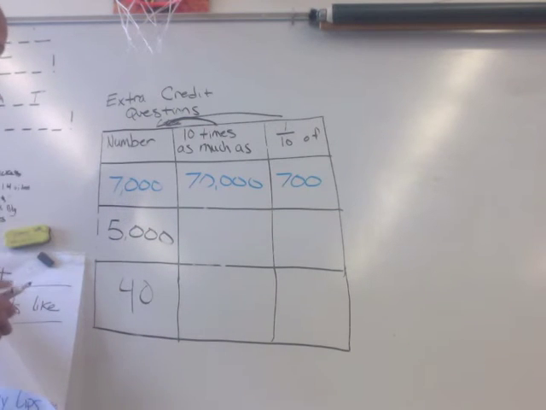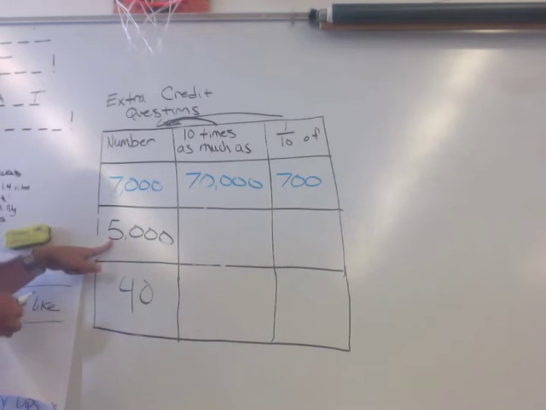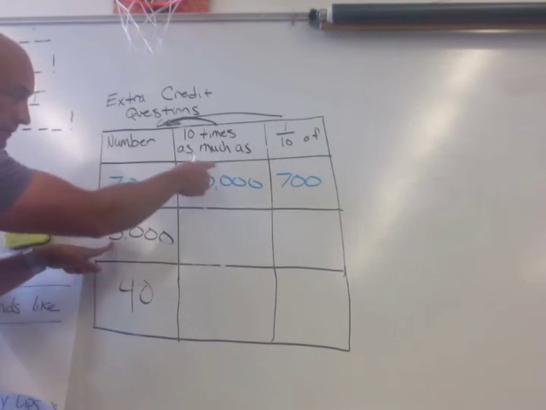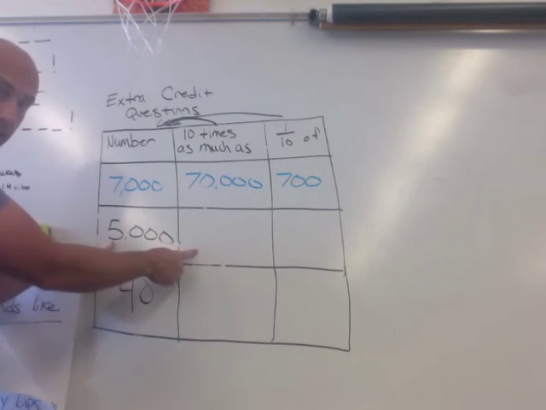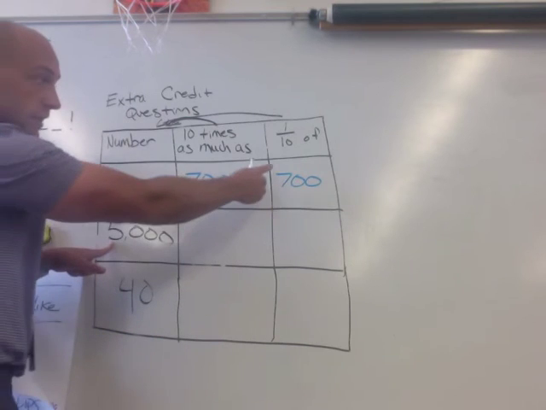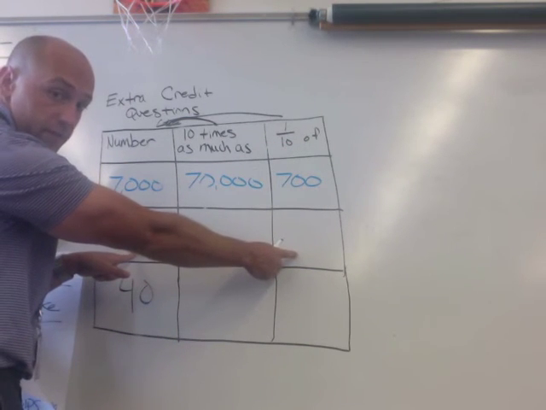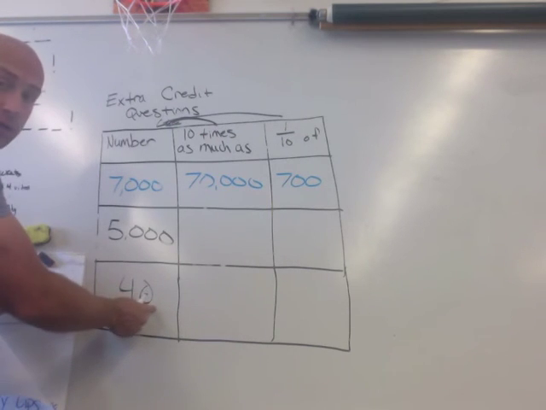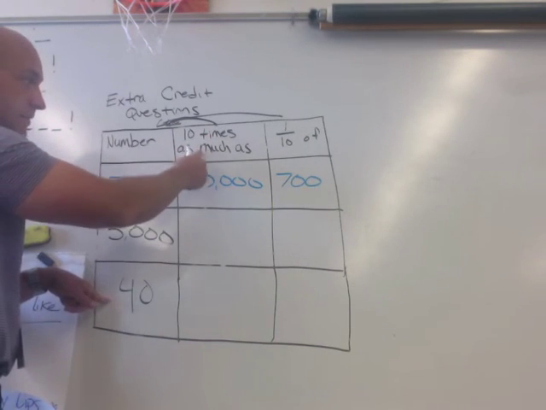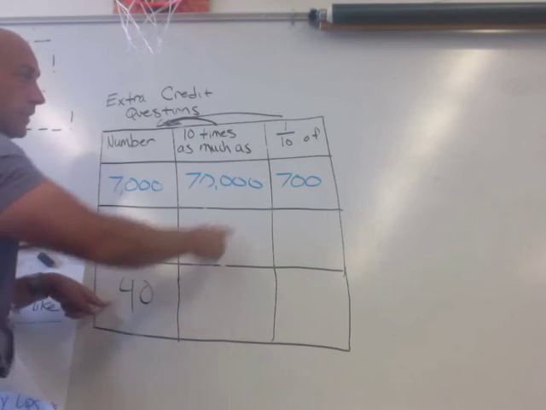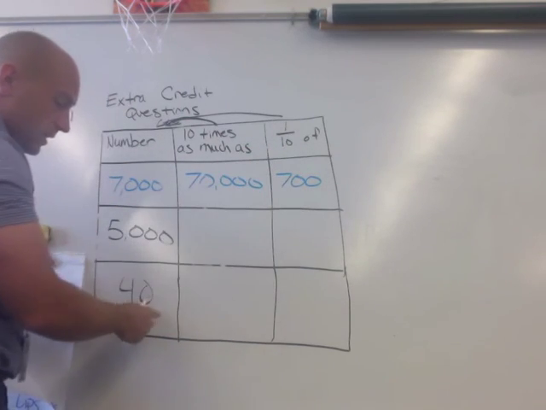Okay? Here's what I want you to do for your extra credit. You're going to take the number 5,000 and you're going to tell me what is 10 times as much as 5,000. Write it on a blank piece of paper. And then you're going to give me 1/10 of 5,000. What is 1/10 of 5,000? And then the 40, you're going to tell me what is 10 times as much as 40. And then you're going to tell me what is 1/10 of 40.